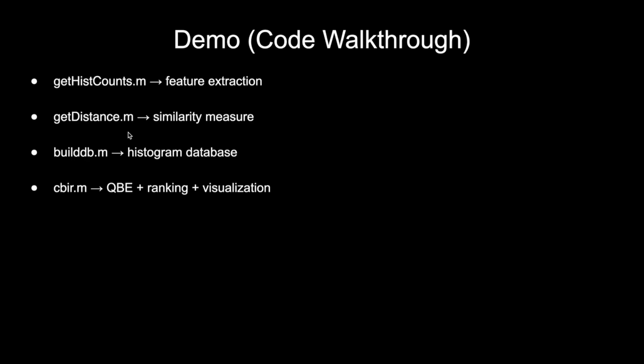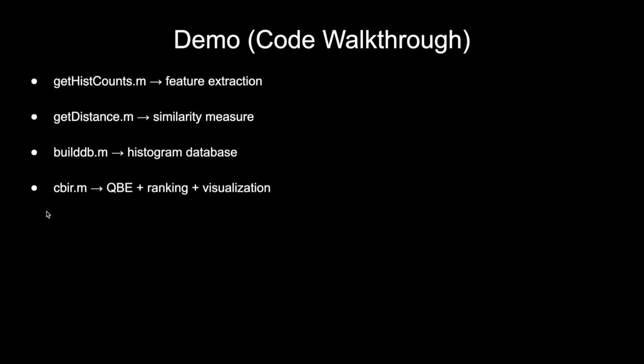And secondly, the getDistance.m. So this is used for the similarity measure. So here it compares two feature sets and also calculates the distances using the Euclidean distance to see how similar the images are. And also coming to the buildDB.m. So this is for the histogram database. This builds a database for all the extracted features and also stores the histograms for a quick search, like retrieval.